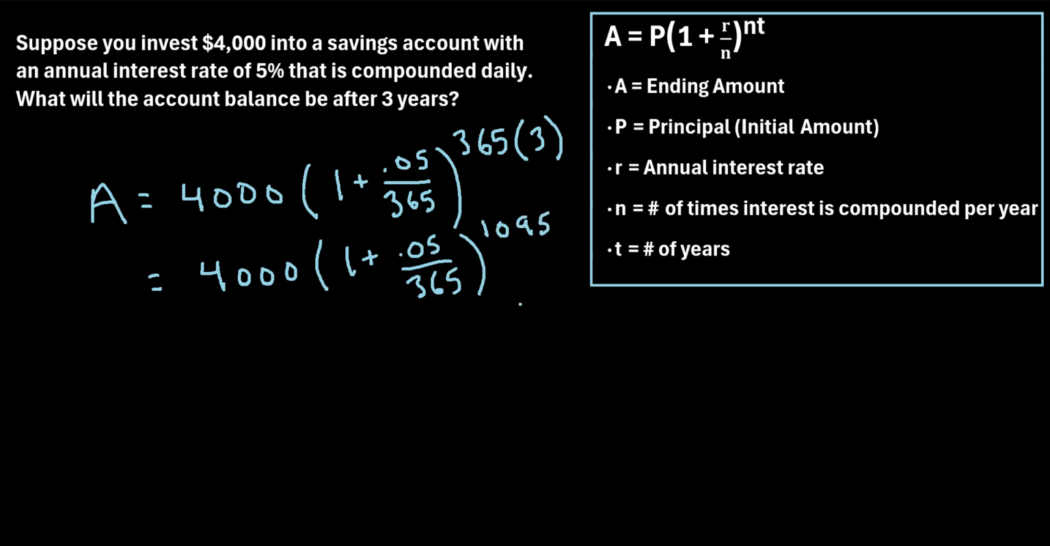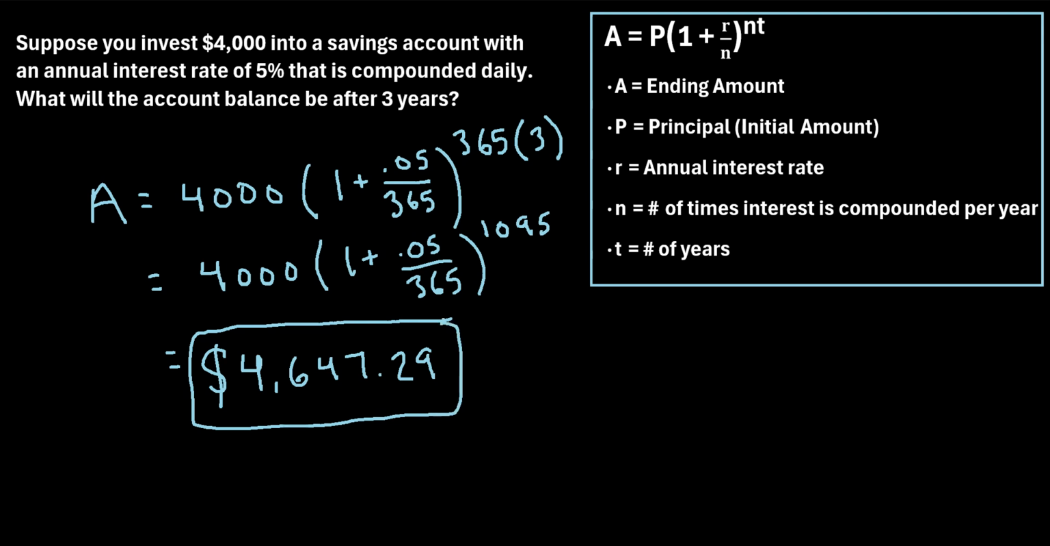So if you punch all of this into a calculator, 4,000 times (1 plus 0.05 divided by 365) to the power of 1,095, you get about $4,647.29. And remember, we're talking about dollars, so we'll put a dollar sign out front. So this is our final answer. This is what the account balance will be after 3 years.